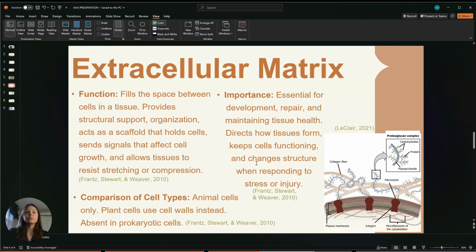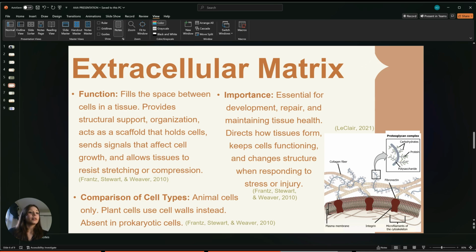Onto the extracellular matrix. Say that 3 times fast. The ECM, extracellular matrix, provides structural support and organization to tissues. It acts as a scaffold that holds cells in place and helps them stick together. So technically it's not an organelle, but it's like in between the cells in a tissue.